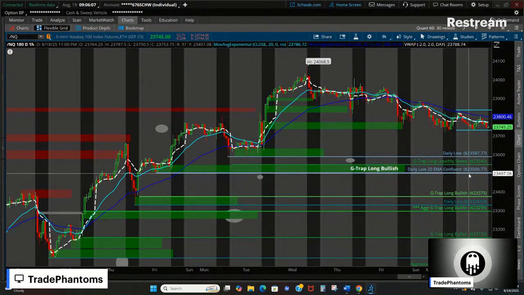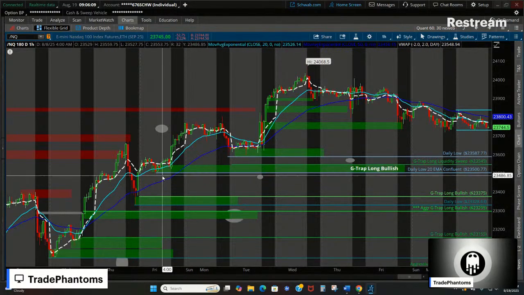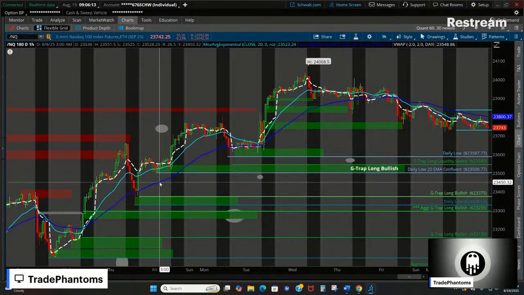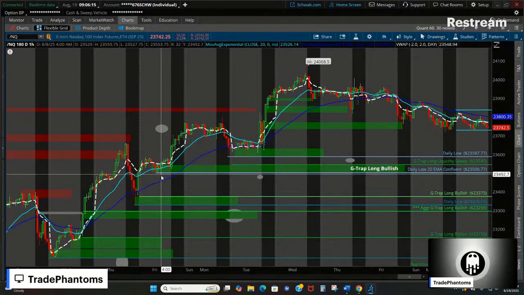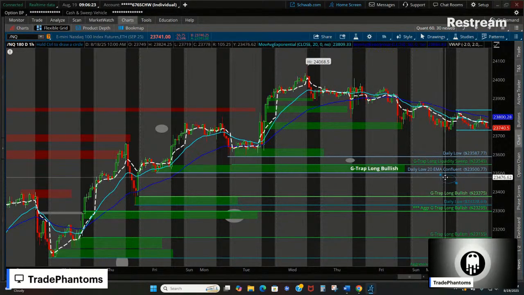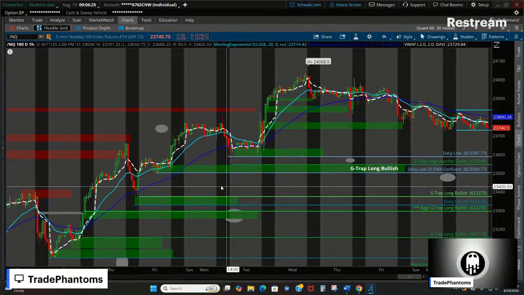There's also a daily low at 23,500 right here, and there's a shelf here. I don't have enough time to explain that right now, as we have 25 minutes before the market opens and I want to keep it moving. But my Phantoms members will know what I'm talking about. There's a bit of a shelf here. There could also be a liquidity sweep right below this secondary daily level here.